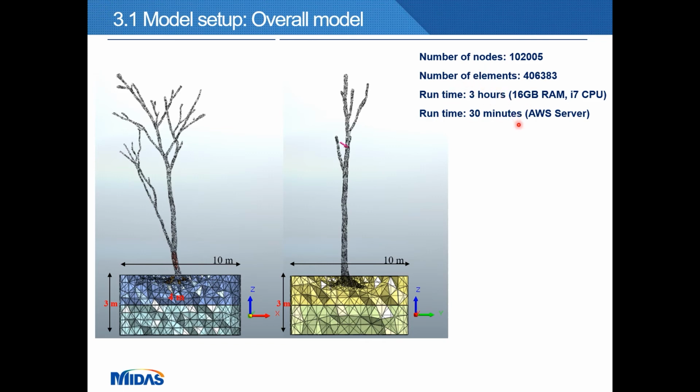But later on, we managed to create an AWS server. This is a server created by Amazon, so we practically can use any kind of specifications for our machine. It obviously has more cost, but we reduce the running period from 3 hours to 30 minutes for each scenario. So in the model setup, on the left we can see the Samanea saman.